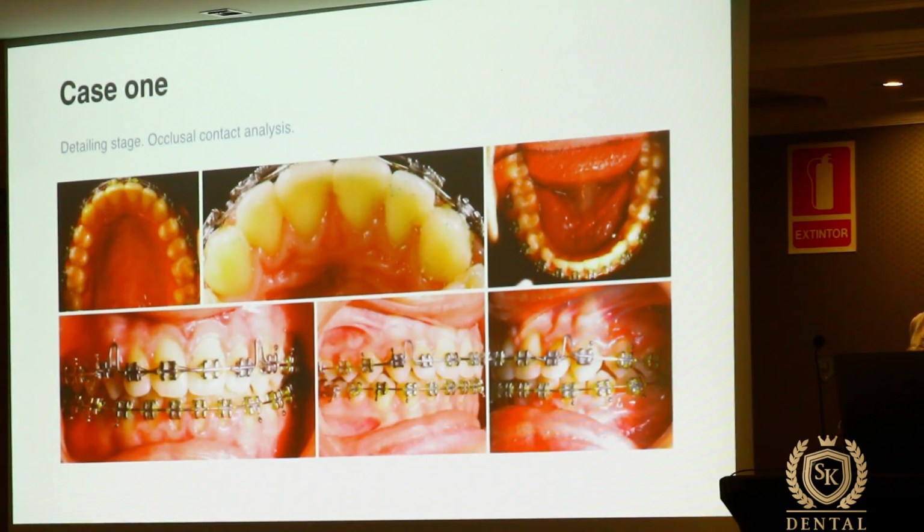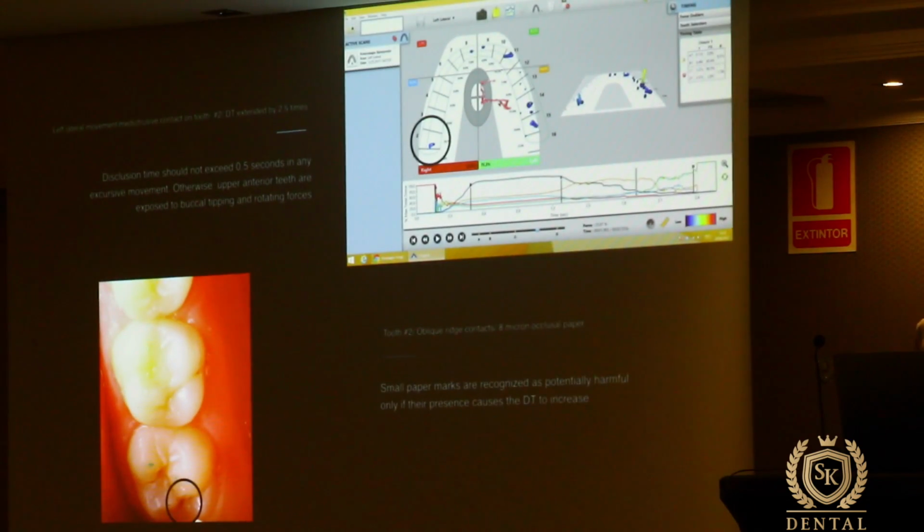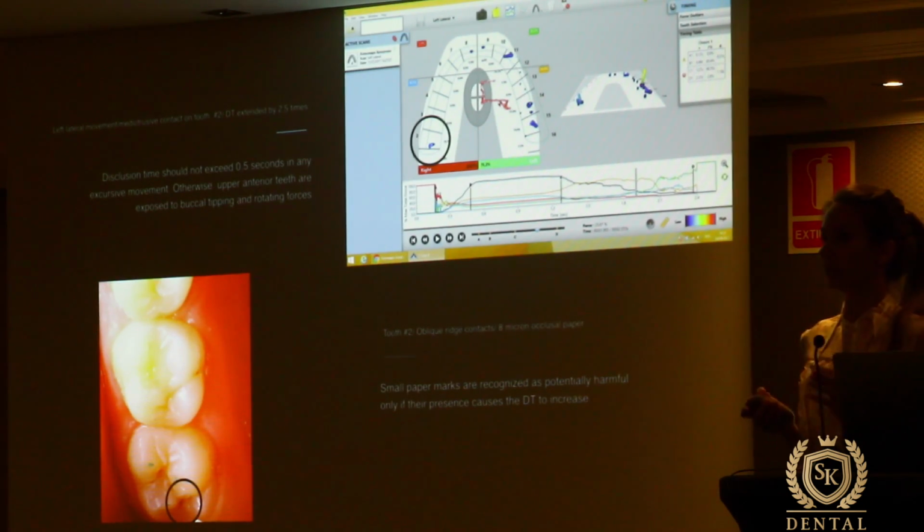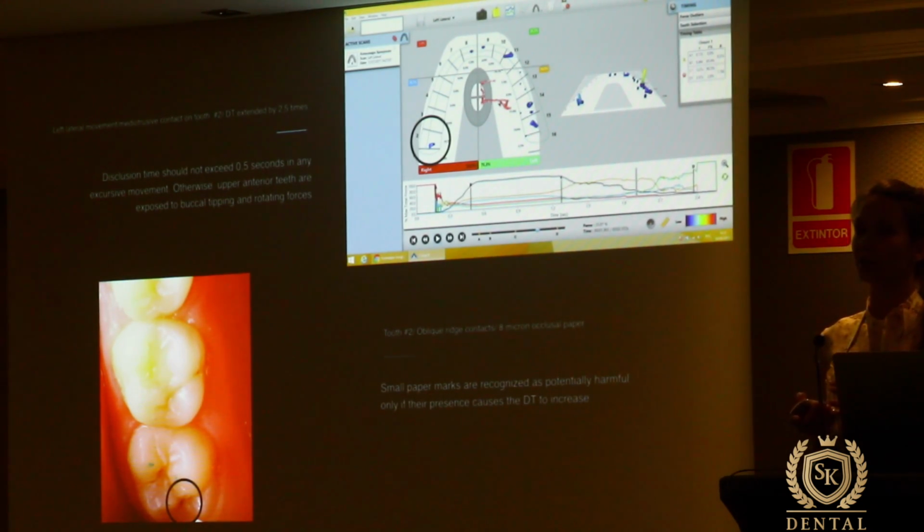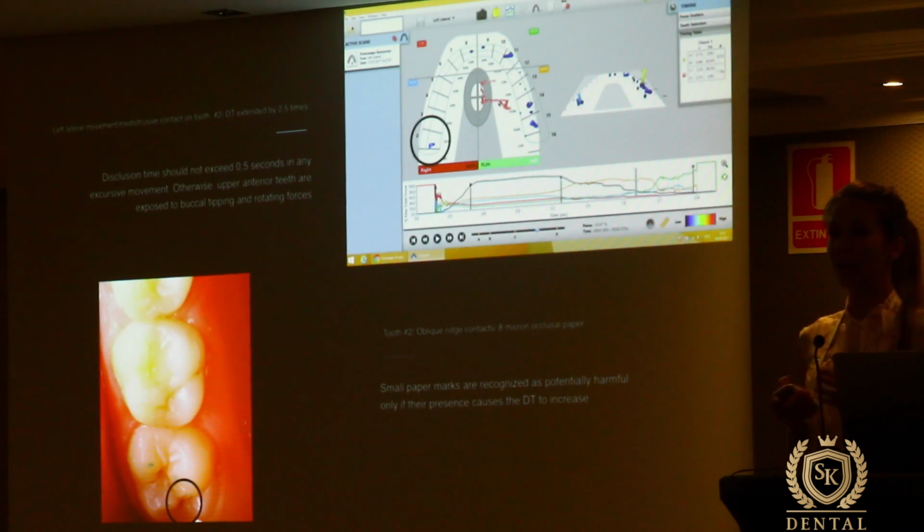This is case one, just to illustrate our procedure and probable outcomes. We see the patient during the detailing stage, and we see marked occlusal contacts here. What we do, we conduct T-scan digital occlusal analysis, and the average procedure contains 4 recordings. This is the centric occlusal recording and 3 excursive movements: lateral excursive movement left, right, and protrusive movement.